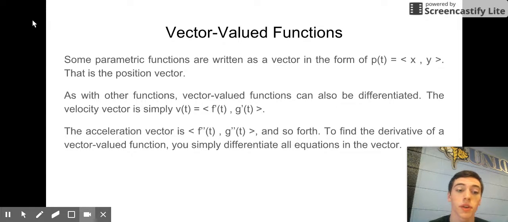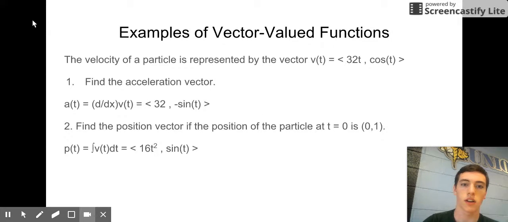To find the derivative of a vector-valued function, you simply differentiate all equations in the vector. So some examples of vector-valued functions. The velocity of a particle is represented by the vector v of t equals the vector of 32t for the x value and cosine of t for the y value. Find the acceleration. So our first problem is to find the acceleration vector. So what we would do is we would differentiate the x value and the y value.